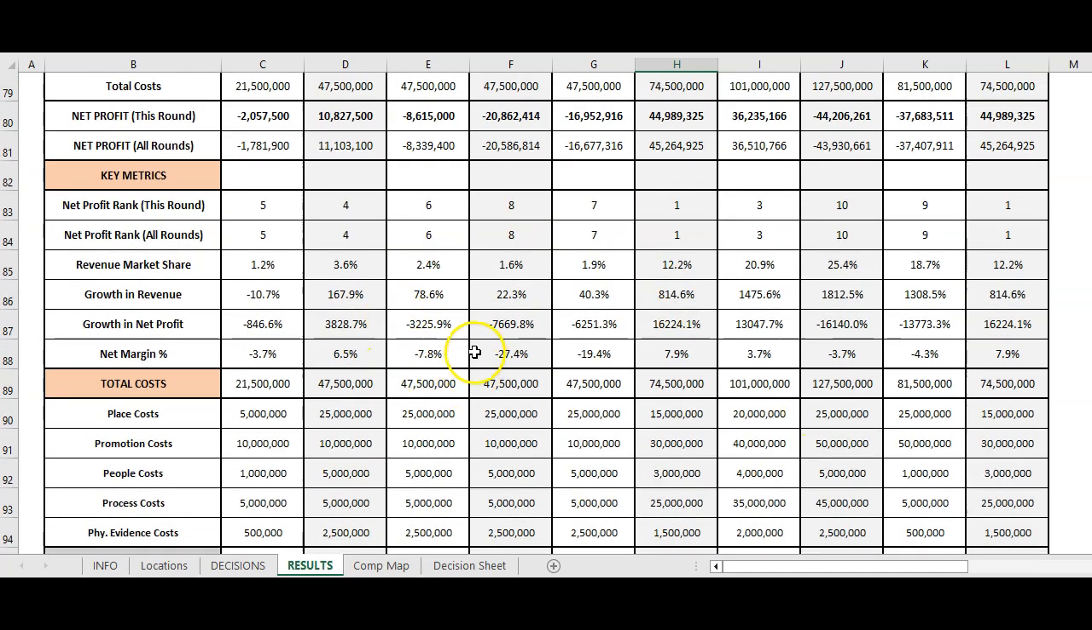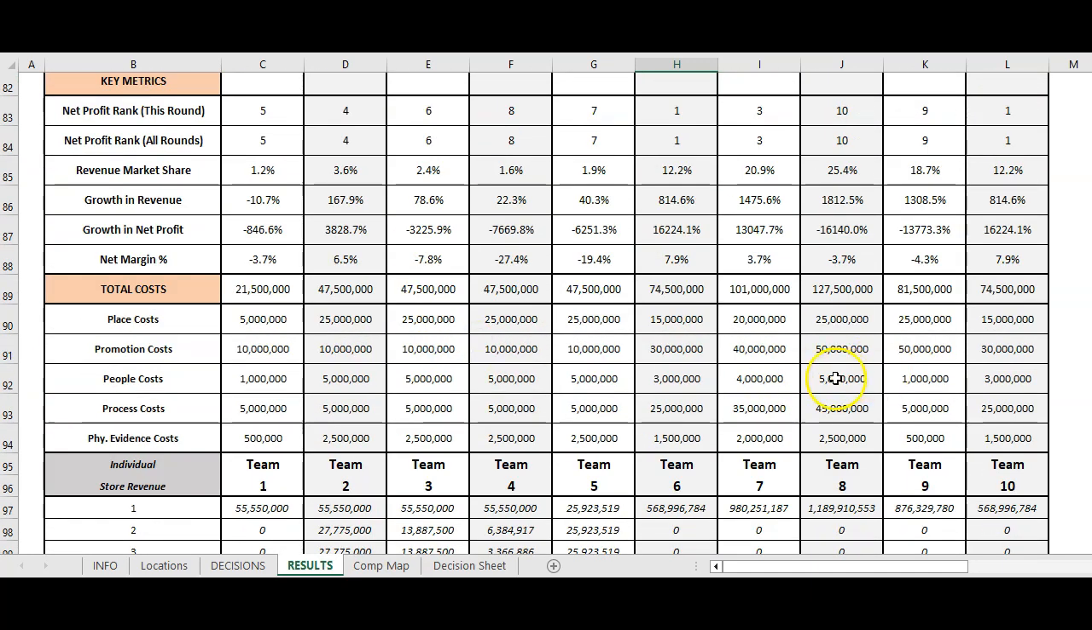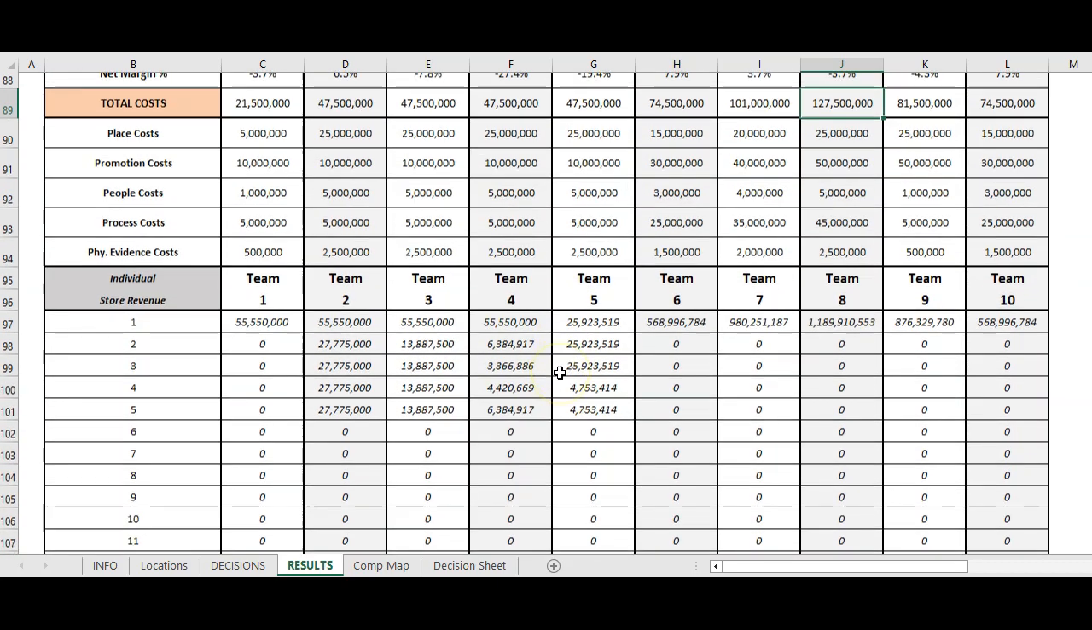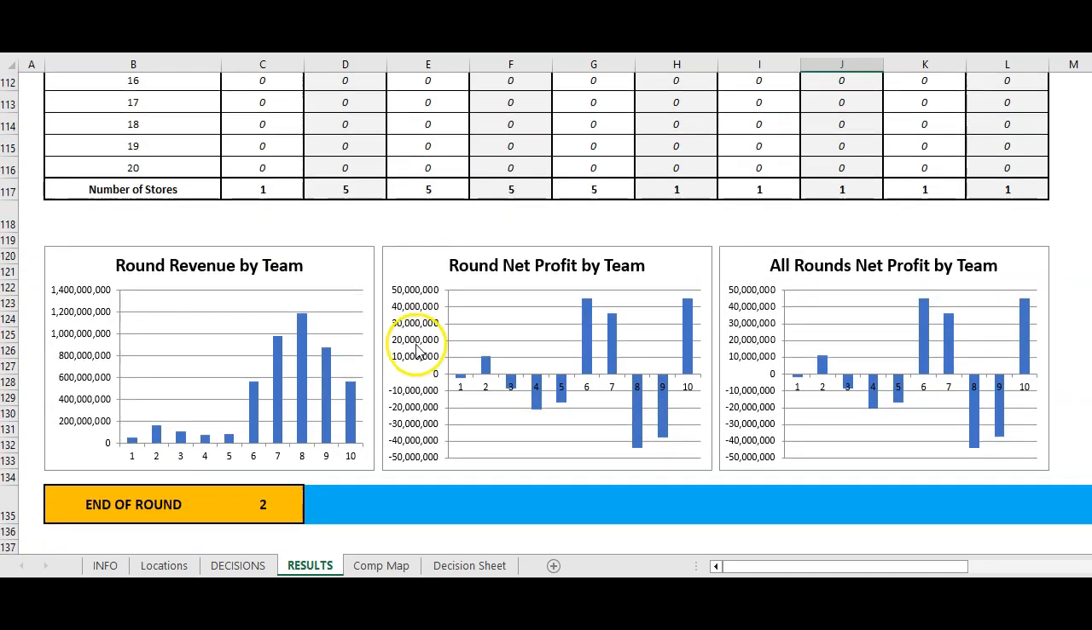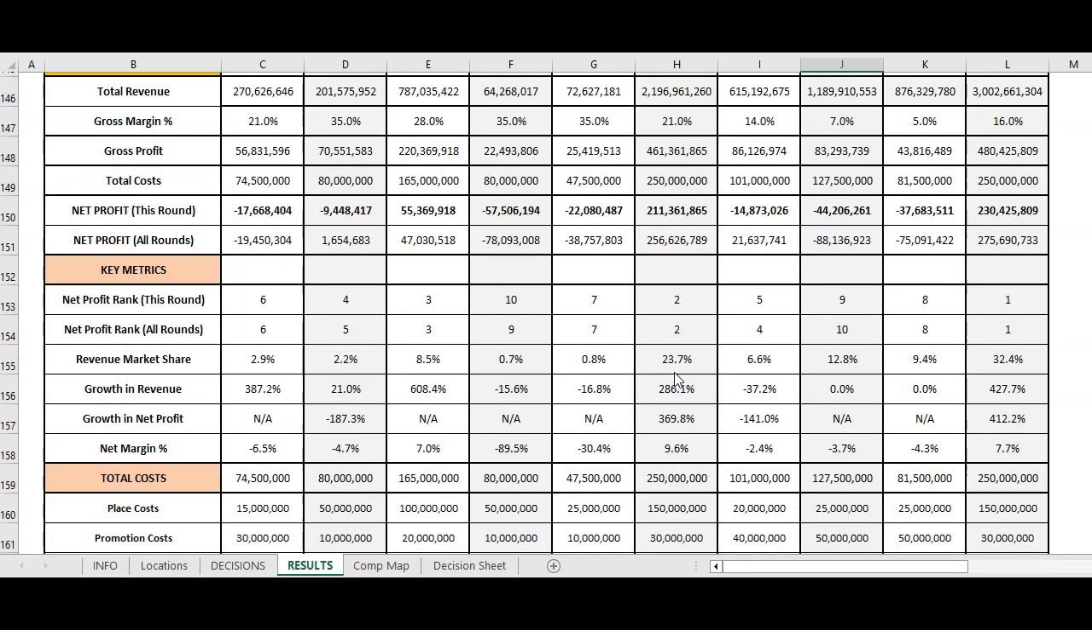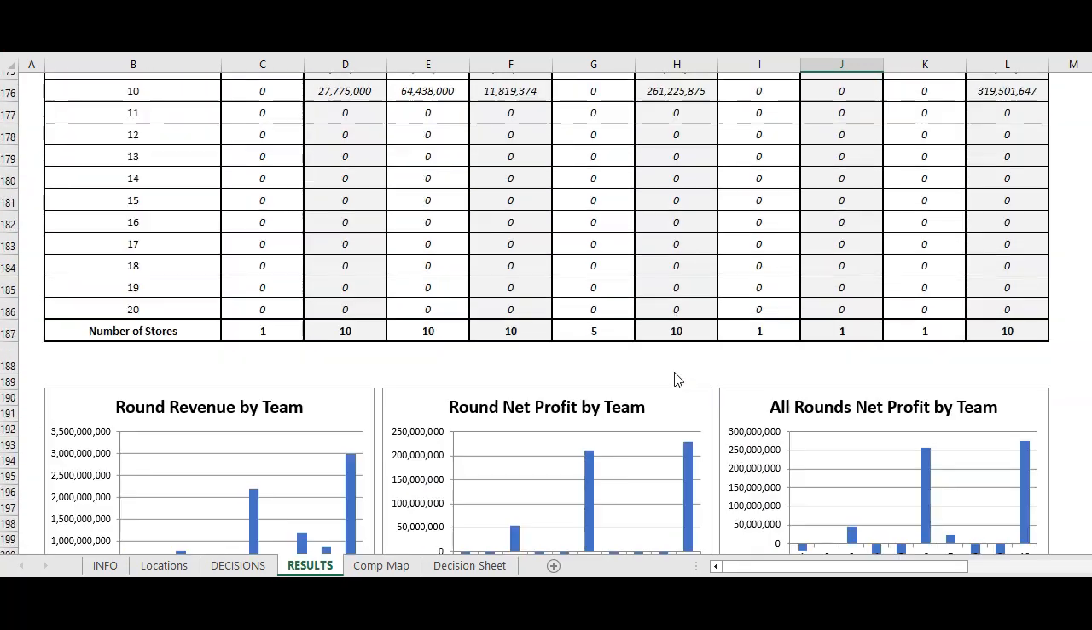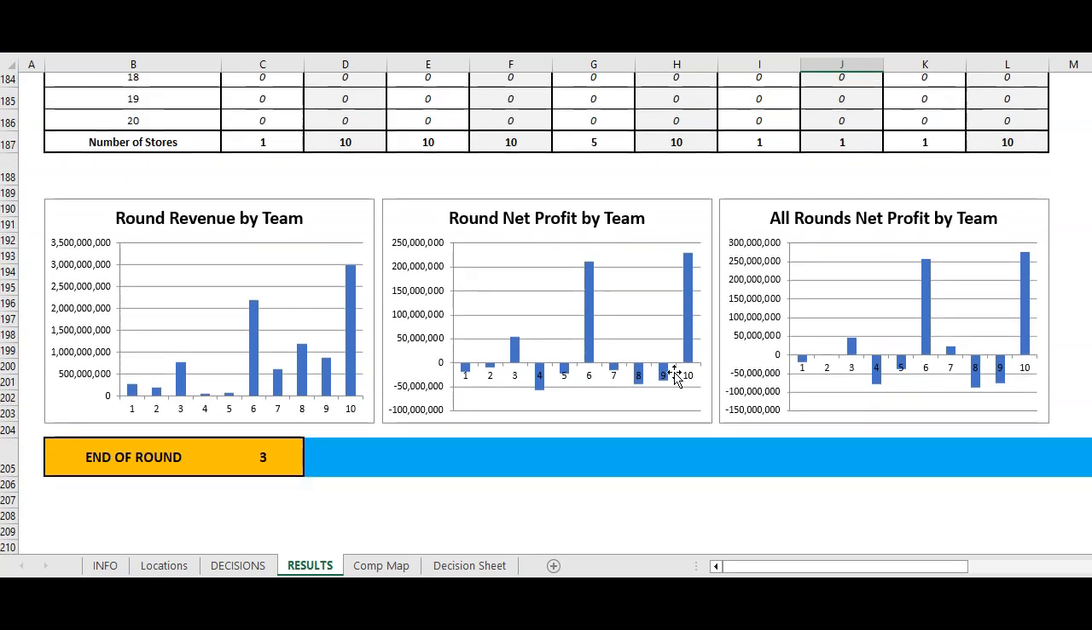And all the metrics are there. You can see some of the costs have gone up. Some of them are spending over 100 million. And information per location. And then we've got the revenue, the profits, some losing money, some making money. And it continues on. I'll just go down one more. As you can see, there can be substantial differences, which is the game part of it.